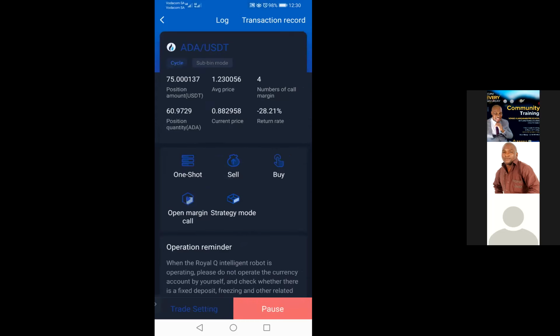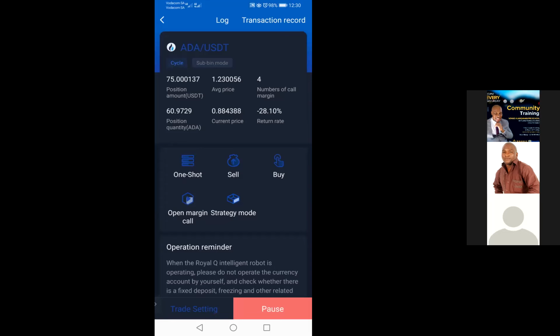Now ADA, we can see it's the same 75. And we do the same thing. Our budget is 200 for this coin. Then 200 minus 75 is the same, it's 125. And then divide by our 11.1 is going to be 11. So for the 4 numbers of call margin, that 4 is already taken by the robot. So it means to that 4, we add extra 11 calls. And then it's going to be 15. You see, it's going to be 15.